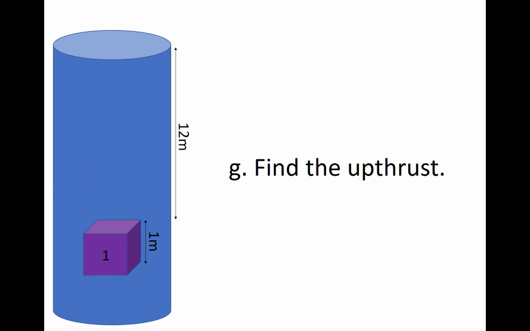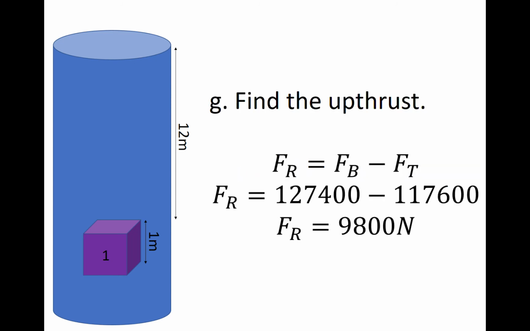The final step is to find the upthrust. Now the upthrust will simply be the difference in the force from the top of the cube and the bottom of the cube. So to find this resultant force in this particular case, we have the force at the bottom minus the force at the top. This gives us a resultant force, so an upthrust of 9,800 newtons.